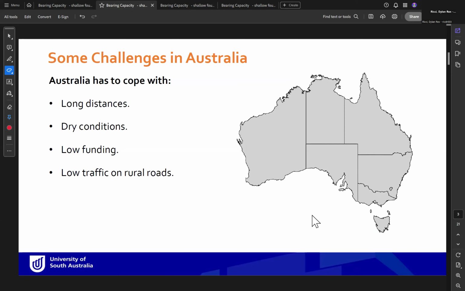Okay, these are some challenges that have arisen in Australia. The problem with the roads in Australia is that it is a very big and wide country, so we have long distance routes, dry conditions due to the arid weather, low funding for roads, and low traffic on rural routes. This makes road maintenance and road design sometimes challenging in Australia.